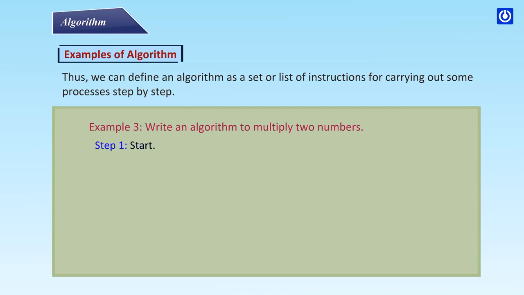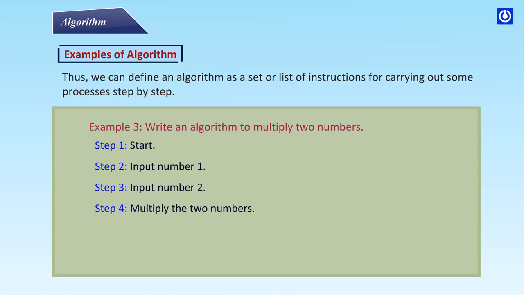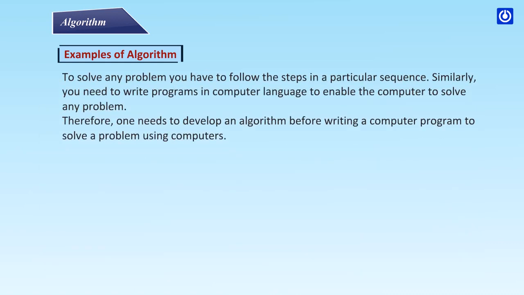Example 3. Write an algorithm to multiply two numbers. Step 1. Start. Step 2. Input number 1. Step 3. Input number 2. Step 4. Multiply the two numbers. Step 5. Print the result. Step 6. Stop.